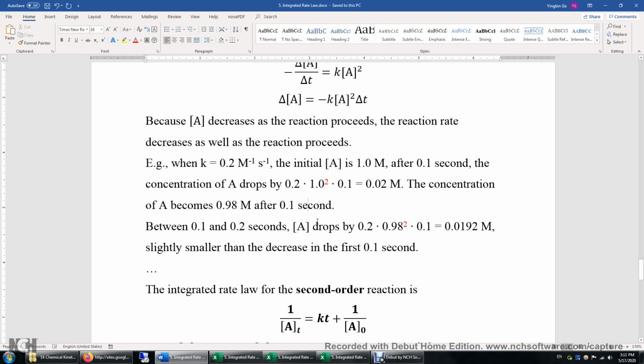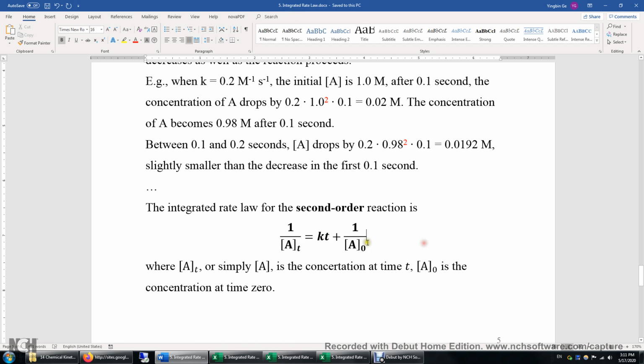Again, you need to learn calculus to derive the exact equation of A in terms of time. So it's right here. So this is how the concentration of A changes with time. It's not very simple. It's actually the reciprocal of A at time t is equal to kt plus 1 over A naught. So that's mind-boggling. But again, after you take calculus, you will see this is the exact equation of how A changes with time.